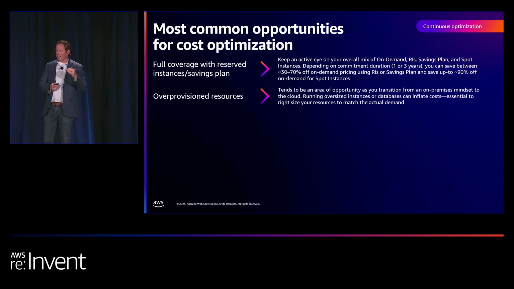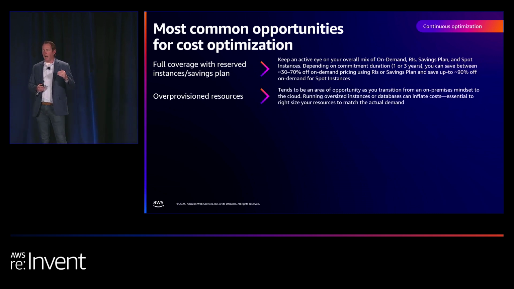EC2 right-sizing is the classic case here. I know in my experience, as you move from on-prem to the cloud, you don't change your mindset of elasticity and scalability. You just say, I want an extra large. Give me an extra large. Why do you need the extra large? I just want the extra large. I just want to plan for the unknown. Well, that's not what's needed as you go to the cloud. You need to take advantage of that.